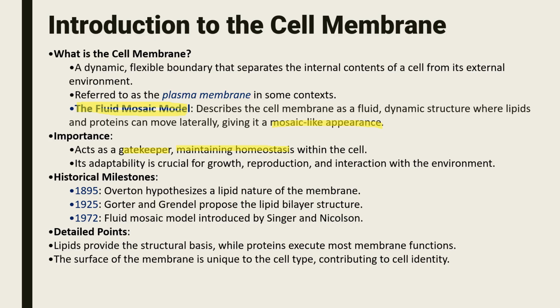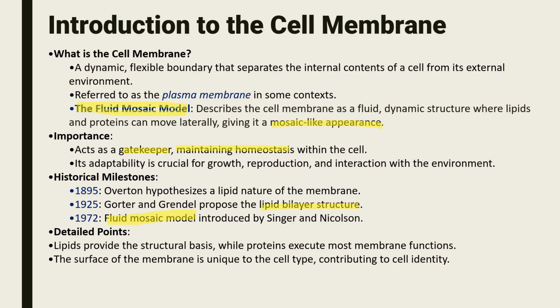Overton hypothesized a lipid nature of the membrane. So he spoke about the lipid nature of the membrane. Then Gorter and Grendel proposed the lipid bilayer theory, which was accepted earlier. And the most recent, in 1972, is the fluid mosaic model introduced by Singer and Nicolson, which is the most authentic one.